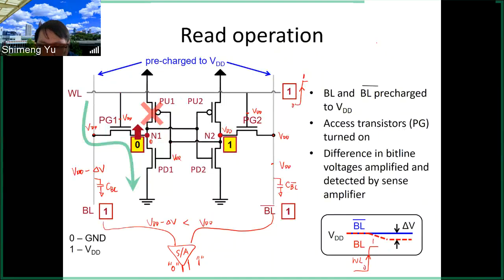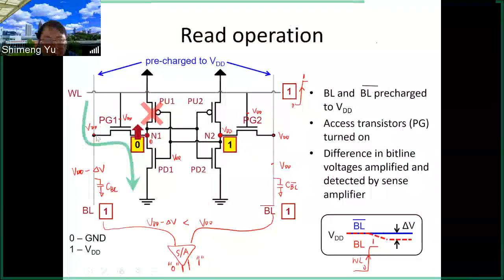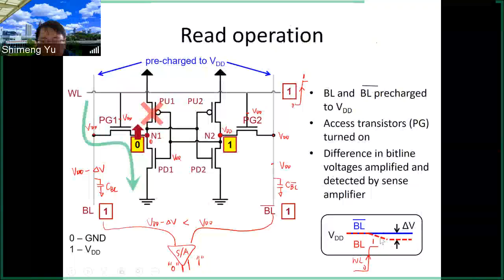We turn on the WL from 0 to 1. Now the BL is going to decay due to this current. So the BL voltage will decrease, but BL bar will remain the same. Over some short period of time, we're going to have this difference between the BL and BL bar, this delta V, and then the sense amplifier will detect this small difference and amplify it to be digital 0 and digital 1. So this is how we read out the data.